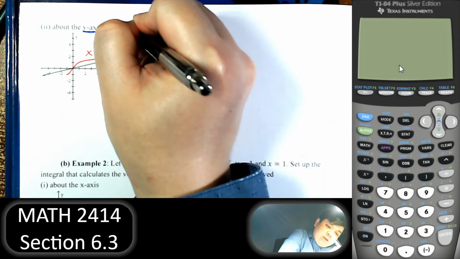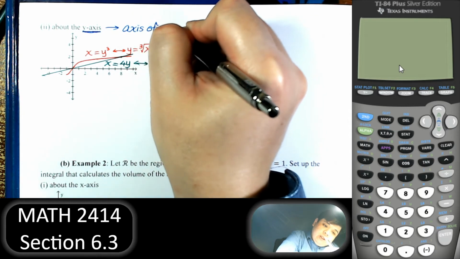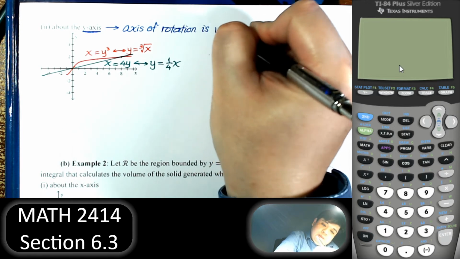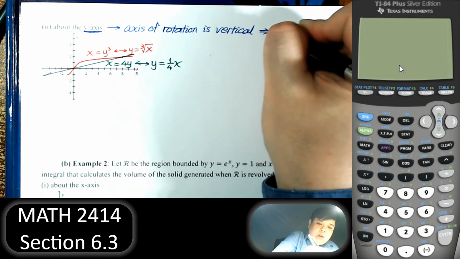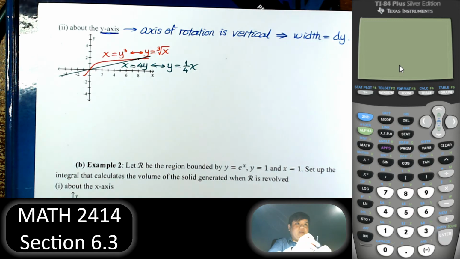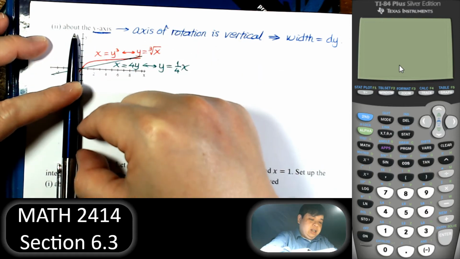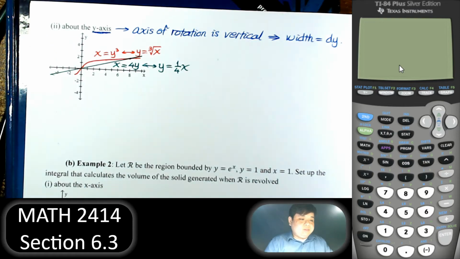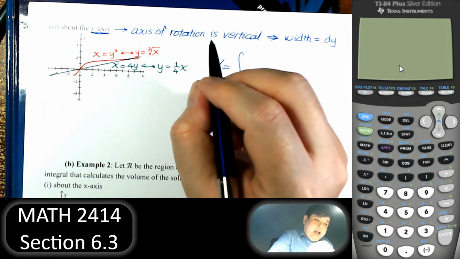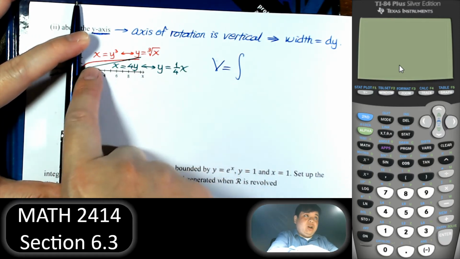So the axis of rotation is vertical, meaning that the width is equal to dx. I mean dy. If we have the vertical axis of rotation and we're going to slice it, it's going to be dy, right? Right, so the volume is going to be, and is there a hollow region? So from the axis of rotation to the outer edge, there is some hollow in the middle.